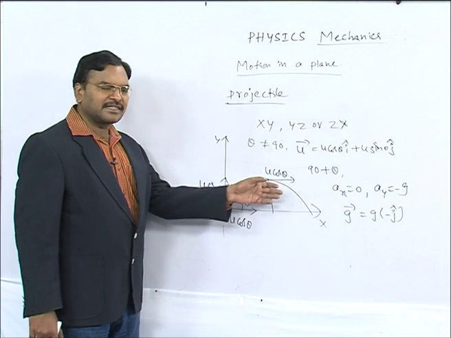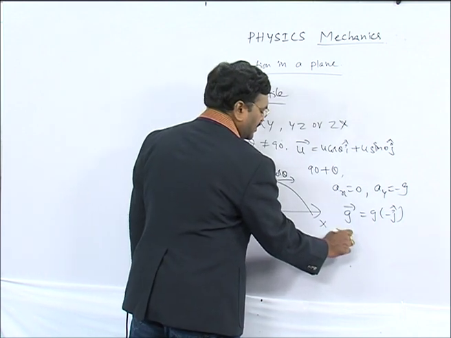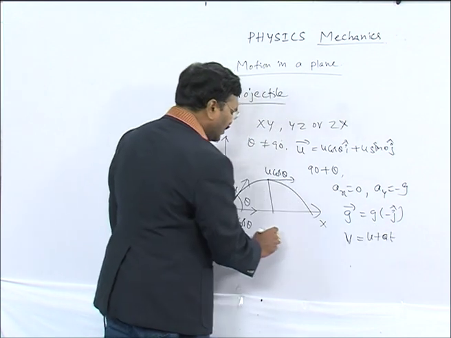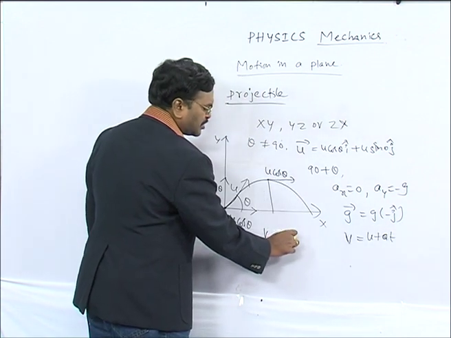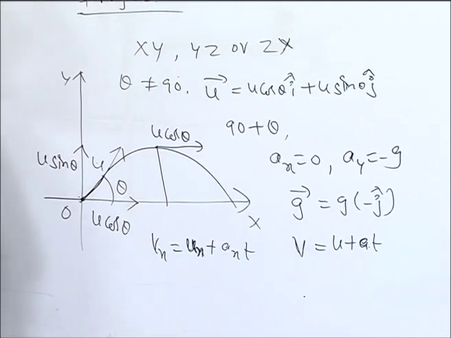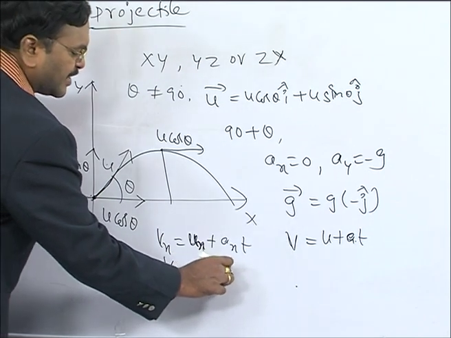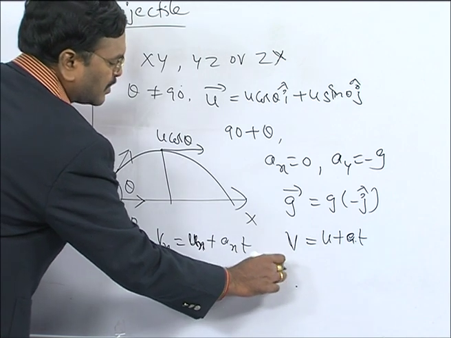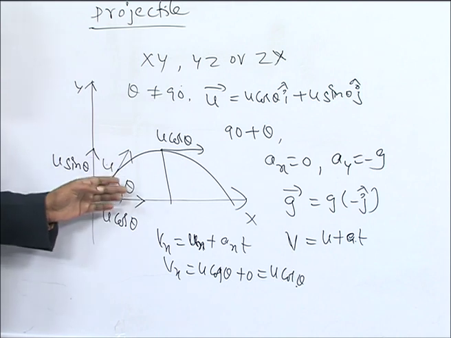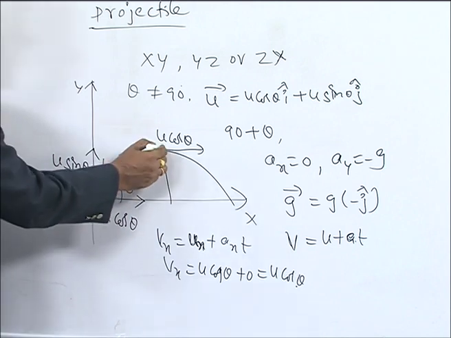Now, suppose you take velocity, v is equal to u plus at. In the horizontal direction, Vx is equal to Ux plus Ax into t. From this, Ux is u cos theta, Ax is 0. So Vx is u cos theta. As there is no acceleration in the horizontal direction, the horizontal component of velocity u cos theta remains constant throughout the journey of the projectile, even at the maximum height.